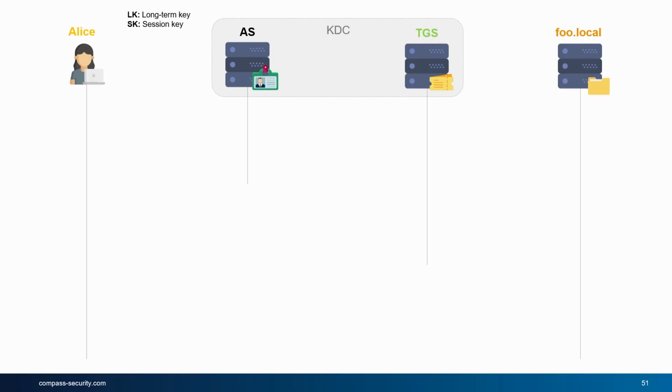Now, initially, we also have some keys that are already pre-established. Specifically, Alice has access to her own long-term key material derived from her account password. And on the right side, the server has access to its own respective key material as well. And the KDC, since it is running on the domain controller, has access to the key material of all involved parties, namely in our case, the key of Alice, of the target server, and of its own operating account, which is the krbtgt account.